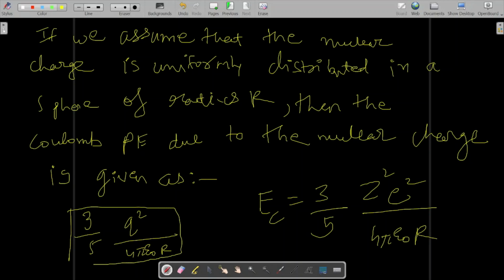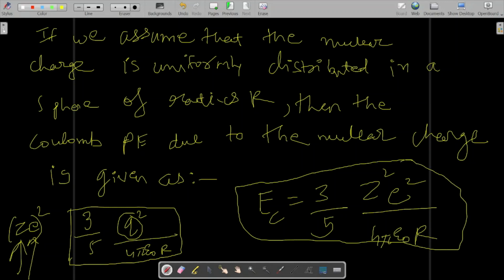Now in place of q, the charge of the nucleus is on account of its protons. So Z number of protons are there in the nucleus, and the charge on each proton is e. So the overall charge on the nucleus will be Z into e, and we will take its square and put it in place of q, the total charge. You learn about it in electrostatics, which I haven't taught yet. It is a part of paper 1. So this is basically your equation number 1.